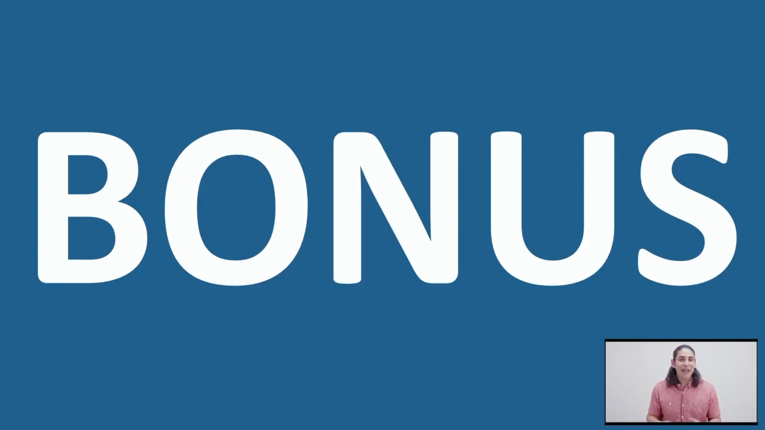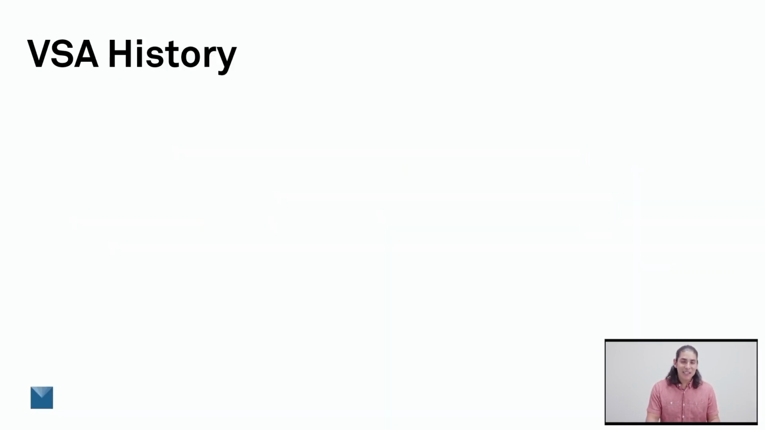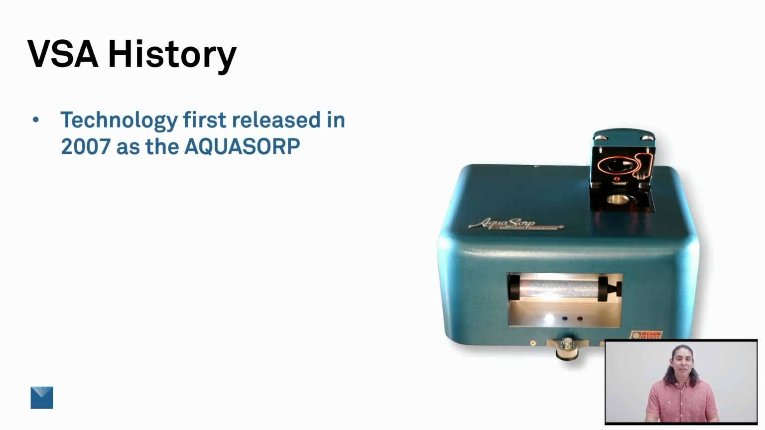All right, finally, a couple bonus facts. I thought it would be good to just include some information about the history of the AQUALAB VSA. Now, this technology was first released in 2007 with the AquaSorp. There's still many of these instruments out there running and still being used to collect dynamic dewpoint isotherm information. So this was the first instrument with that DDI method. It actually won an award in 2008 from the Institute of Food Technologists. It won the Innovation Award in that year.